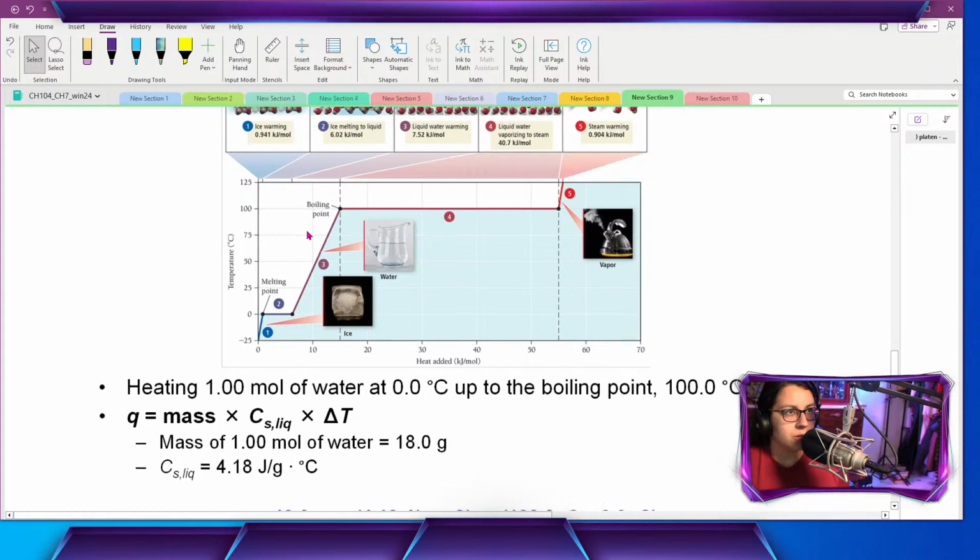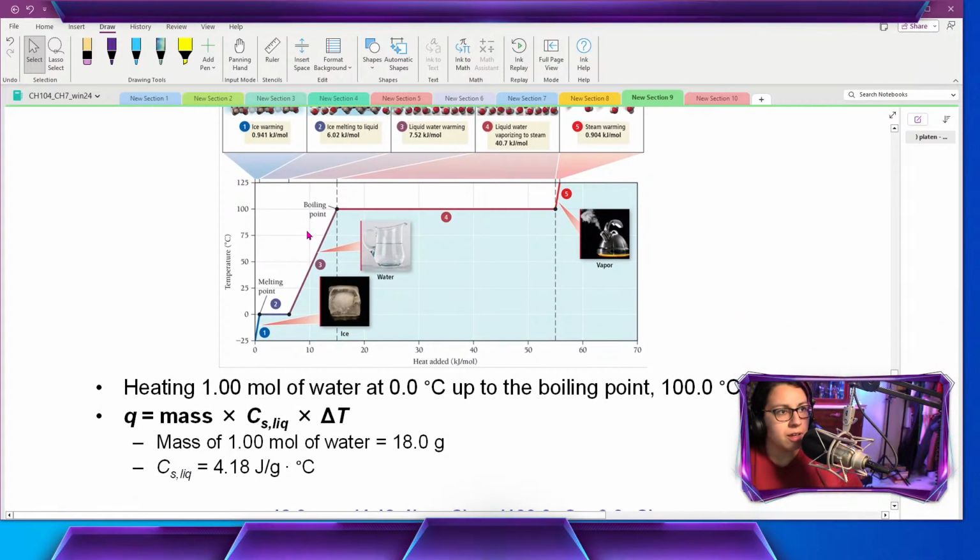And so that's what this is showing here. We want to heat our water from 0 all the way to the boiling point. And again, we have to stop at the boiling point to do a state change. So there's our heat capacity formula.